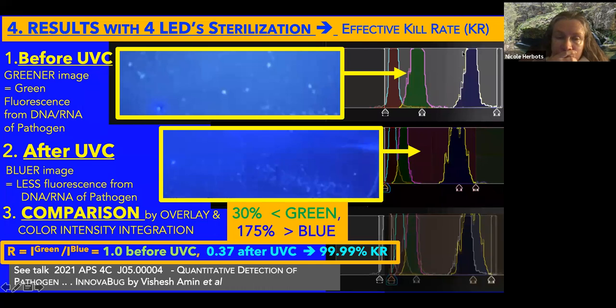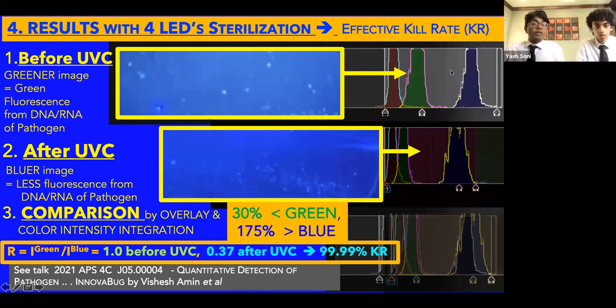So the results we found with the 4 LEDs is that before UVC, we had a greener image, with the green representing the DNA and RNA of the pathogen. After UVC, we had a more blue image with less fluorescence from the DNA and RNA of the pathogen. So with the comparison using color intensity integration, we found that there was a 30% difference, less green and 175% more blue. So the intensity of the green was 1 before UVC, but the intensity of blue was 0.37 after UVC, which yields a 99.99% kill rate.